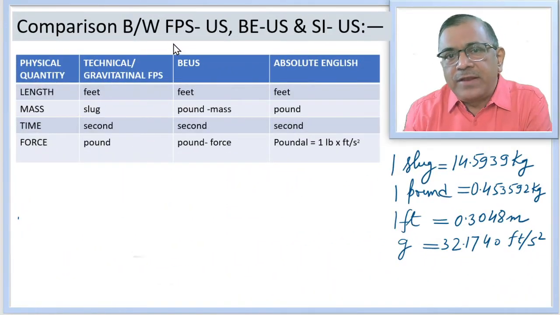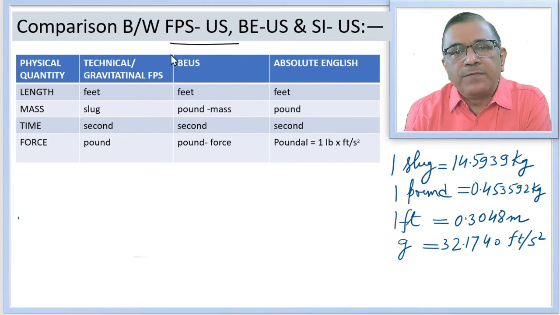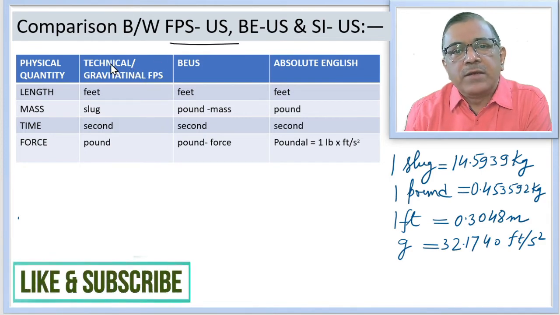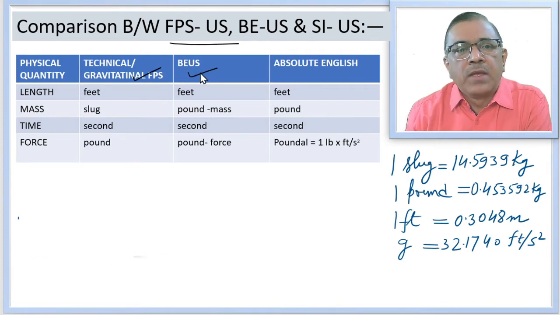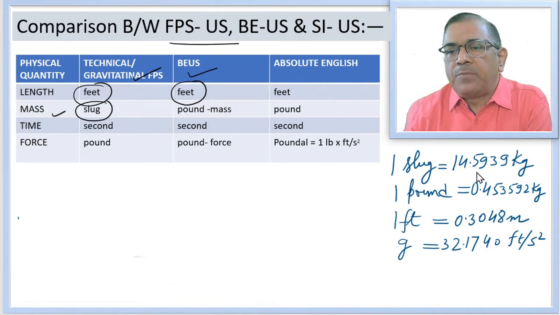There are several variants of the FPS unit system, among which the more popular are the technical or gravitational FPS unit system and the British Engineering unit system. The unit of length in gravitational FPS is feet, and in British Engineering unit system it is also feet. The unit of mass in gravitational FPS is the slug, and one slug happens to be 14.5939 kg. The unit of mass in British Engineering unit system is pound mass.